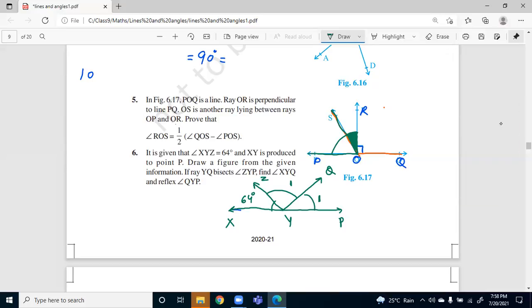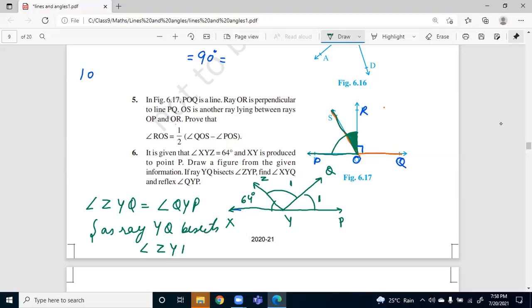YQ bisects ZYP. So I will be writing angle ZYQ is equal to angle QYP. What is the reason? As ray YQ bisects angle ZYP. Okay, so firstly you have to write these two are equal because ray YQ bisects angle ZYP.